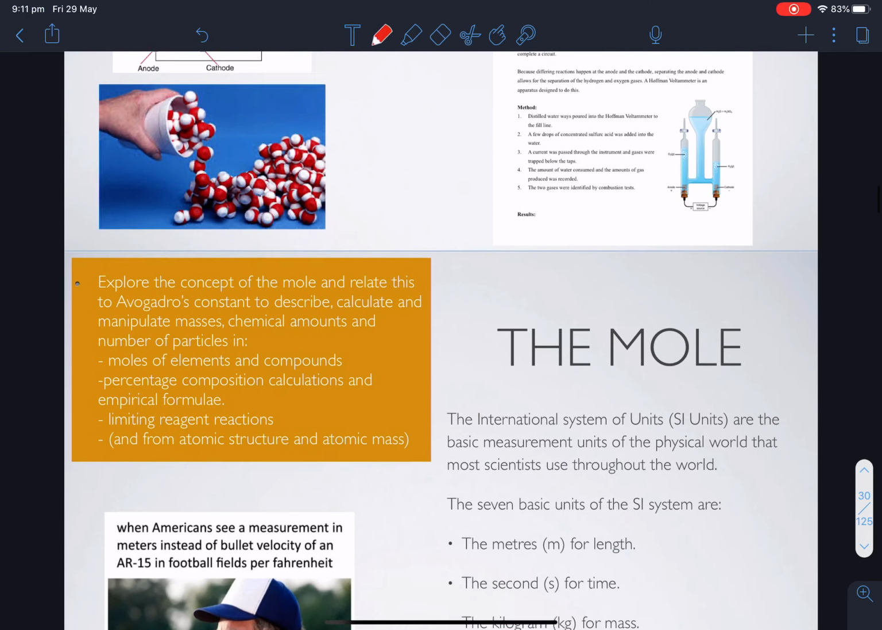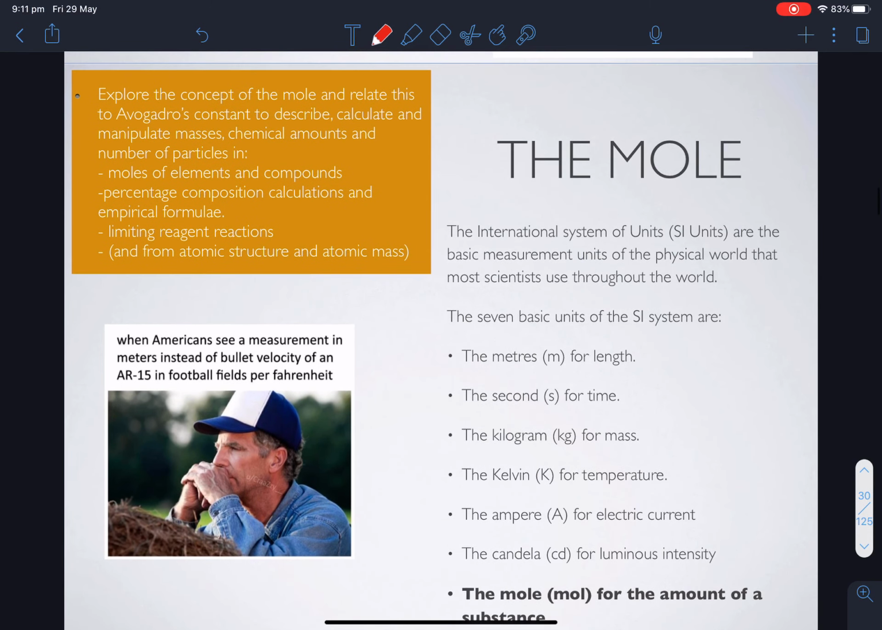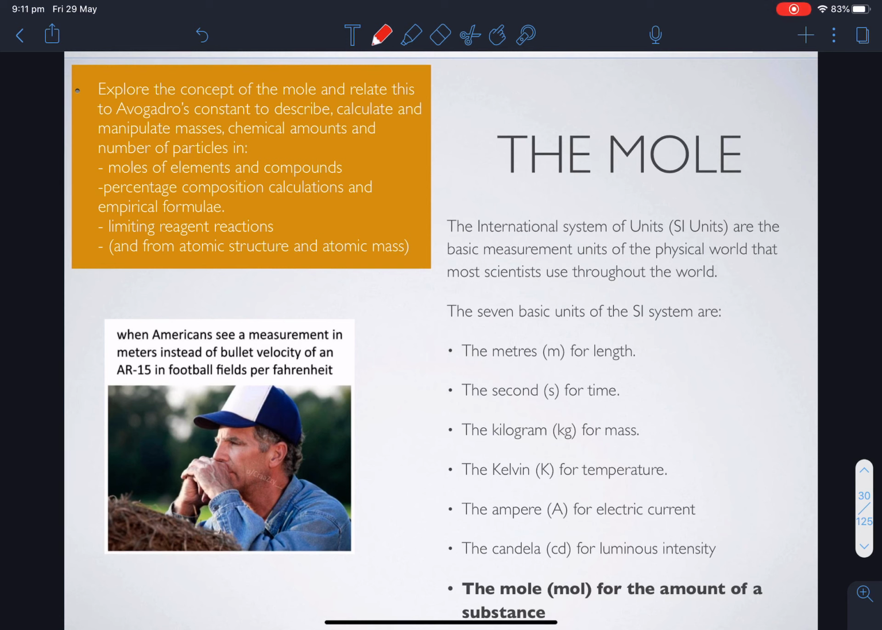Okay. Next video, I'm going to introduce you to one of the biggest concepts here, the mole. See you next time.